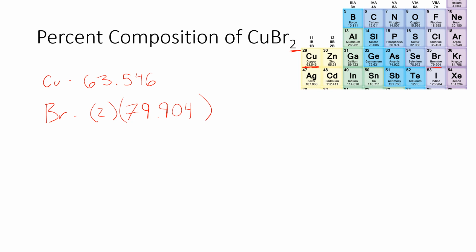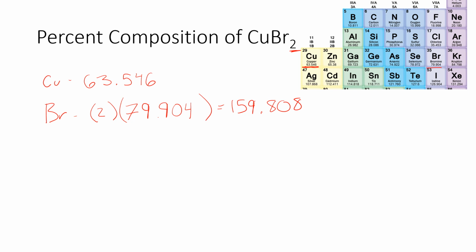So then in this case, we need to do a little bit of math to figure out the mass of bromine. So we would take our calculators and we would put in 2 times 79.904, and we get 159.808. So what we have here is we have our mass of our copper, and then we have our mass of our 2 bromines together, which is 159.808.